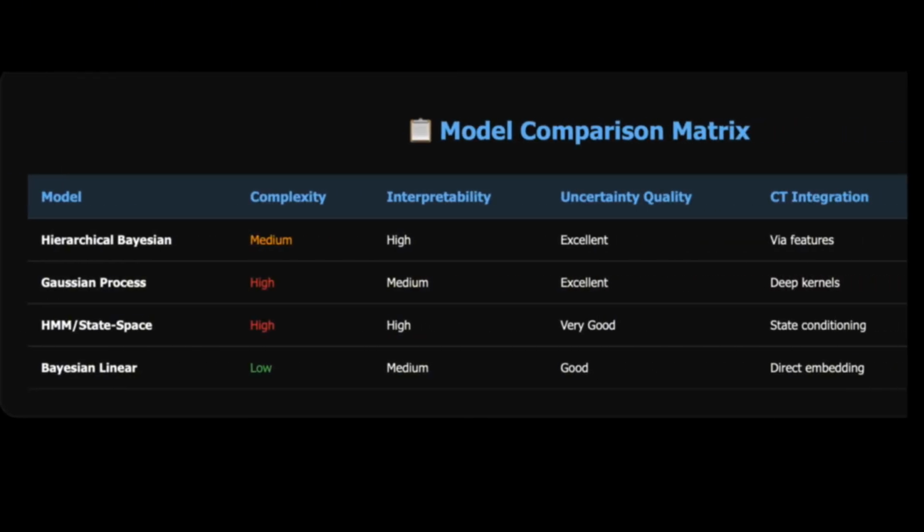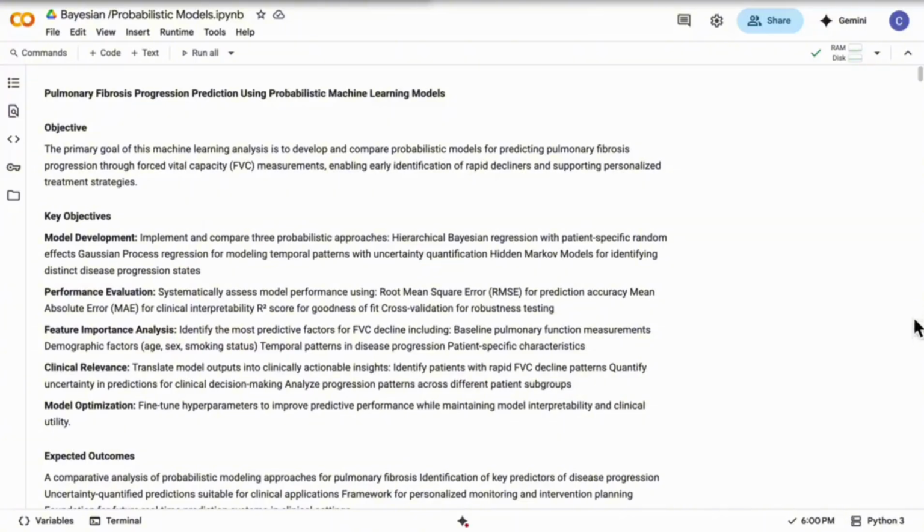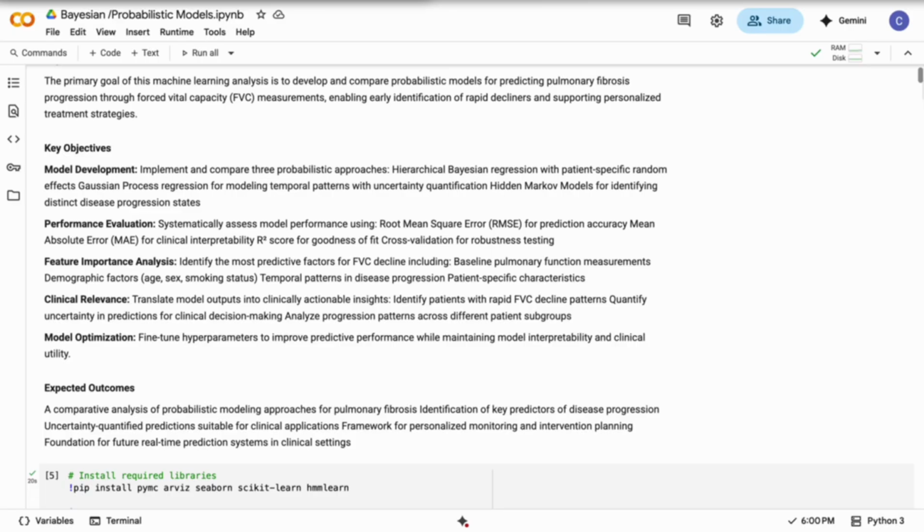And we are going to be looking at the clinical relevance of this analysis, which will be translating the model outputs into clinically actionable insight, where we will identify patients with rapid FVC decline patterns, quantify uncertainty in predictions for clinical decision making, and analyze the progression patterns across different patient groups. We also optimize the model by fine-tuning the hyperparameters to improve the predictive performance while maintaining model interpretability and the clinical utility.